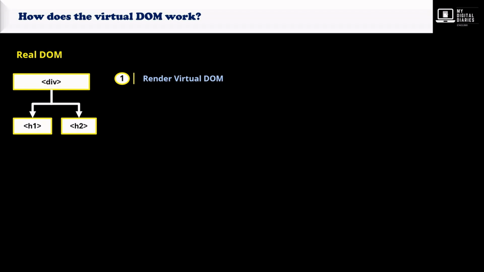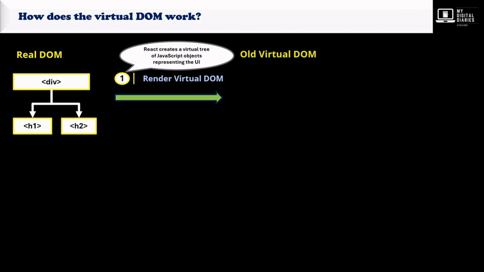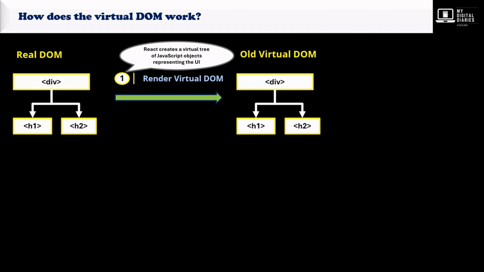And then the first step happens: render virtual DOM. Whenever a React app loads for the first time, React creates a virtual tree of JavaScript objects representing the UI. What does it mean? Your JSX, your components, your UI elements, all of this is converted into a virtual DOM tree in memory. This is not shown on the screen. It exists only as a JavaScript object structure. This is React's starting blueprint of your UI.